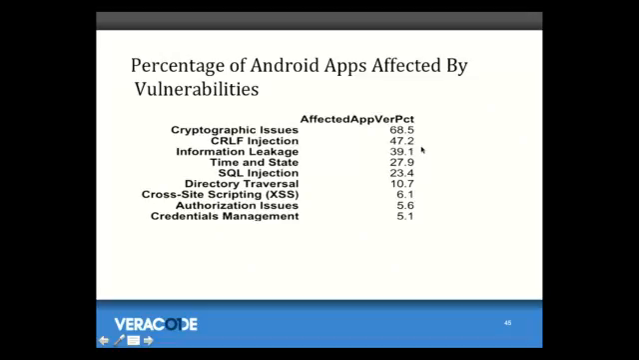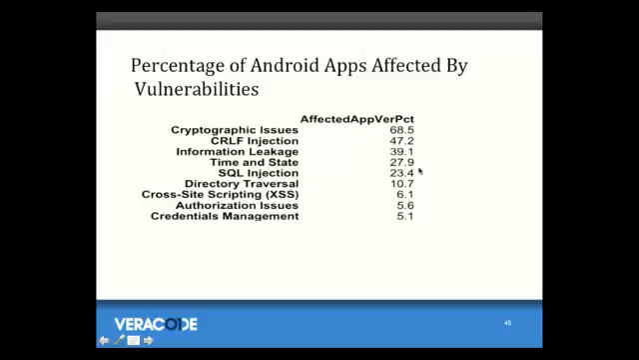I didn't talk about carriage return line feed injection. It's something we check for, but it's not that risky an issue. Information leakage. This is where sensitive data is being sent off the device. We found that in 40% of the applications. Time and state, those are race condition type issues, typically pretty hard to exploit, so I didn't talk about that, but we looked at it.